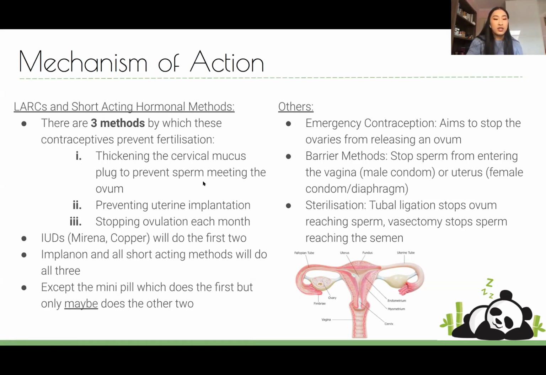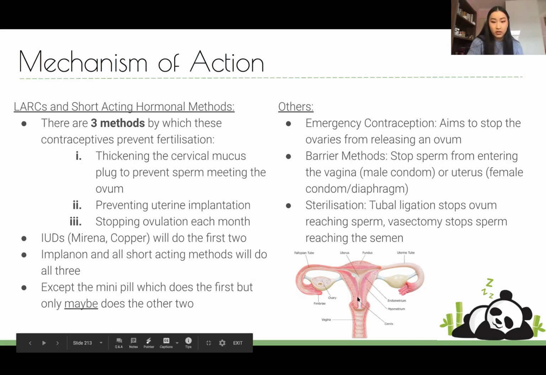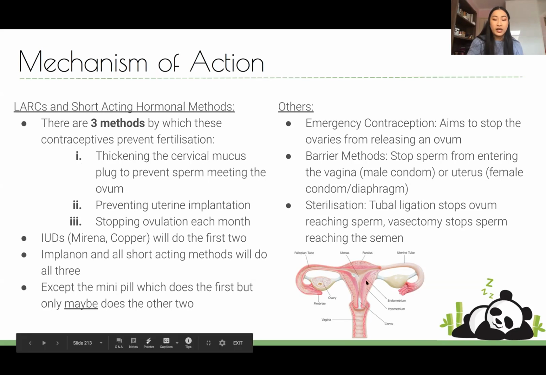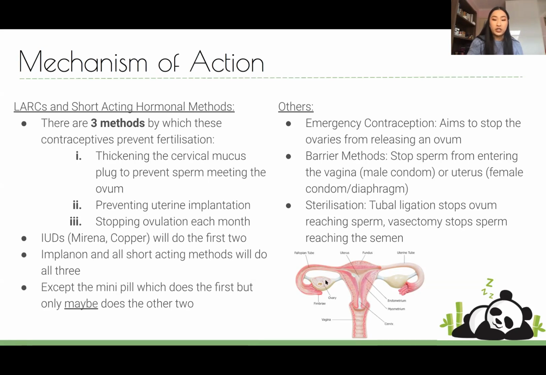So one of them is thickening of the cervical mucus plug. So that's here. You've got a mucus layer here, and if that's thickened up, it essentially acts as a barrier for sperm getting through to the egg. The other possible mechanism is through preventing uterine implantation, and that's often by thinning the uterine wall. And then the other one is stopping ovulation each month, and that's stopping the actual release of the egg.